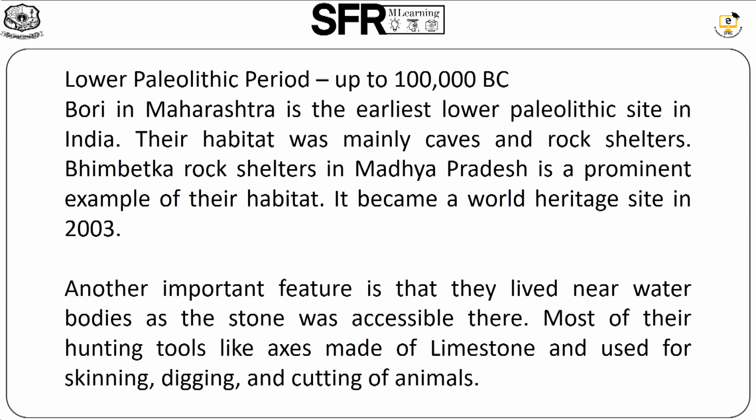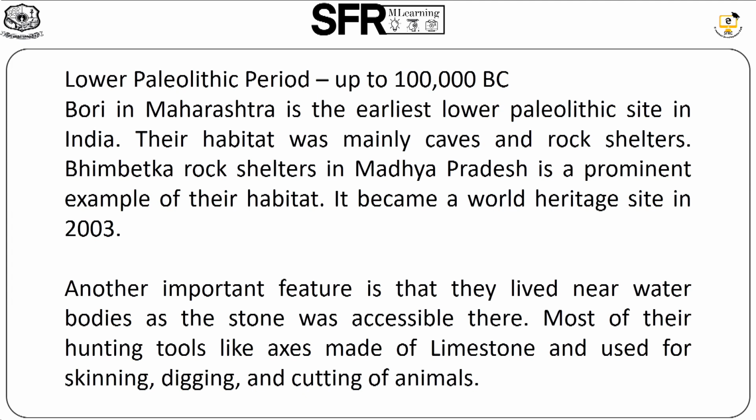Bhimbetka rock shelters in Madhya Pradesh is a prominent example of their habitat. It's the best example, and the Bhimbetka rock shelters consist of various forms of cave paintings. It became a World Heritage Site in 2003. Another important feature is that they lived near water bodies as the stone was accessible there. Mainly the cultures prevailed on the river banks, as people wanted water for irrigation and for domestic use. So the cultures and civilizations prevailed across the river banks.